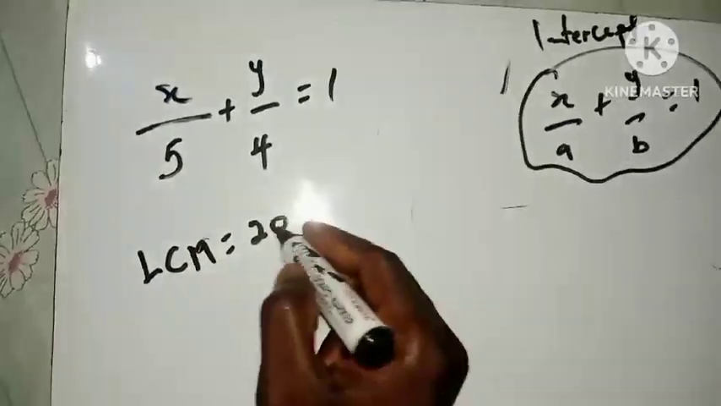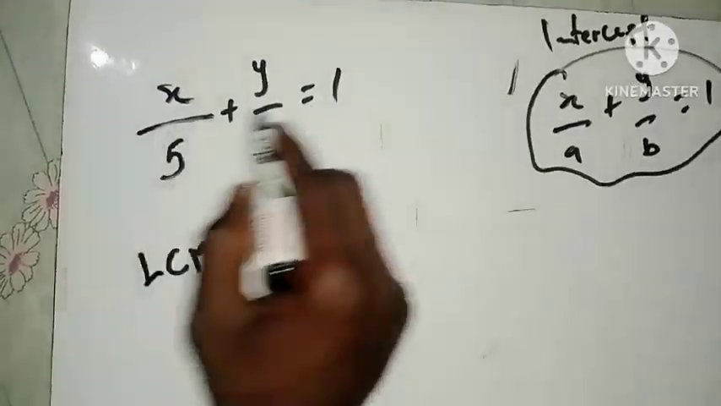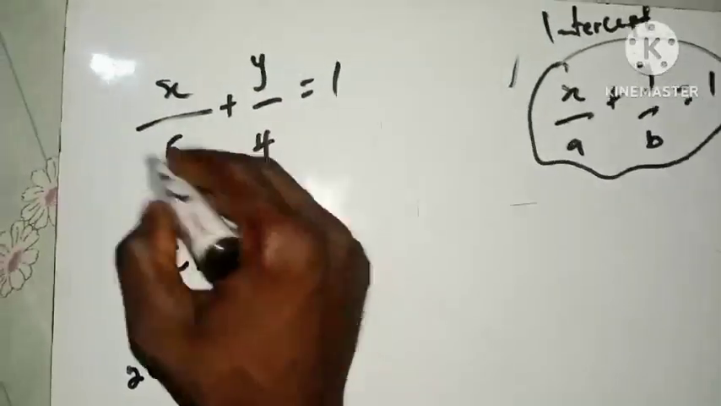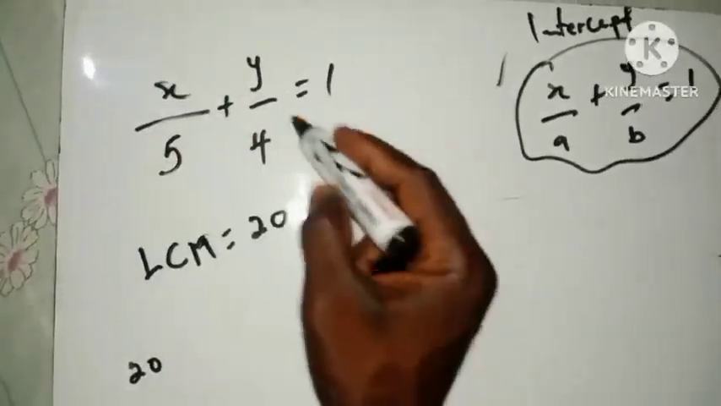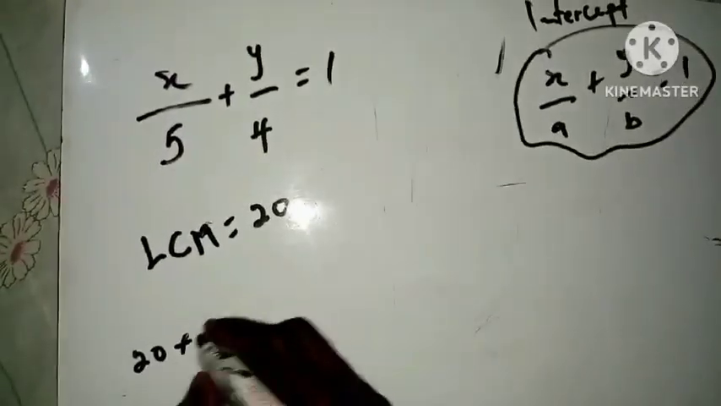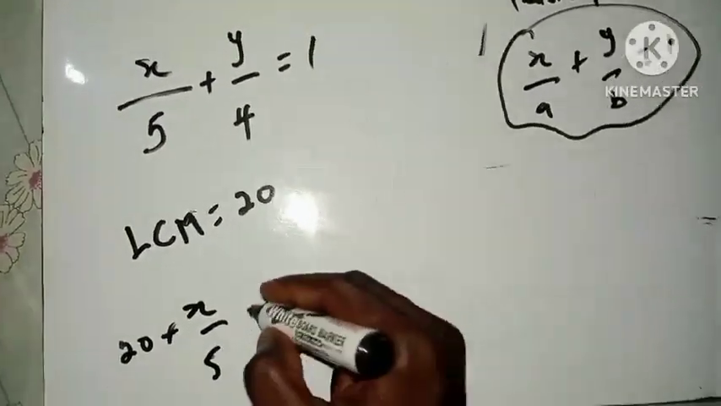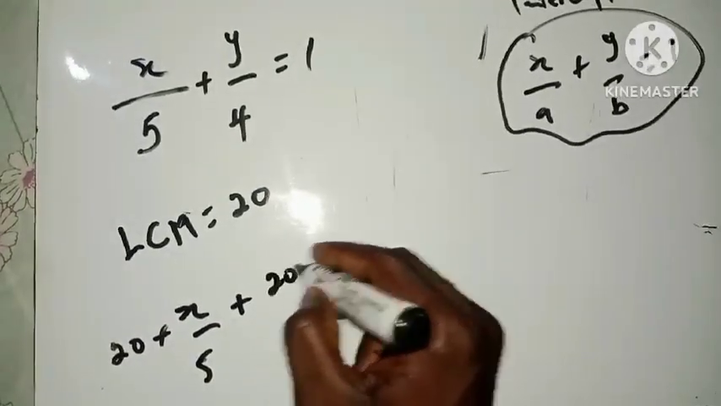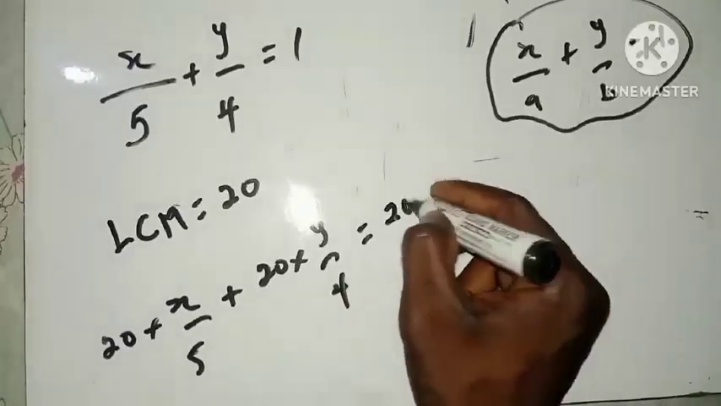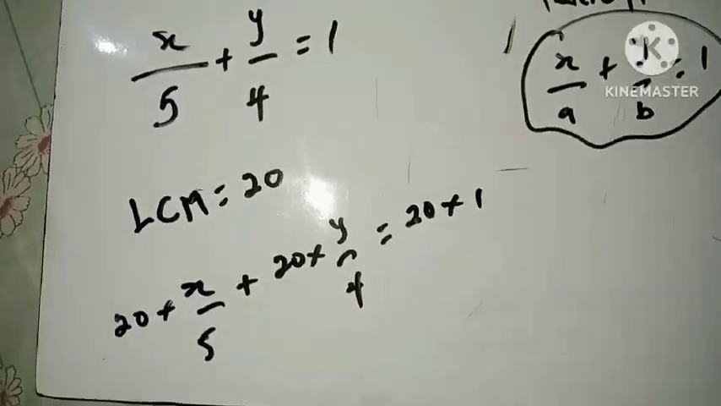Okay, perfect. So once we have the 20, we are going to use the 20 to multiply every member of the equation. We have 1 member, 2 members, and then 3 members. So we multiply 20 by x on 5, plus 20 multiplied by y on 4, everything equal to 20 multiplied by 1. Are you there?